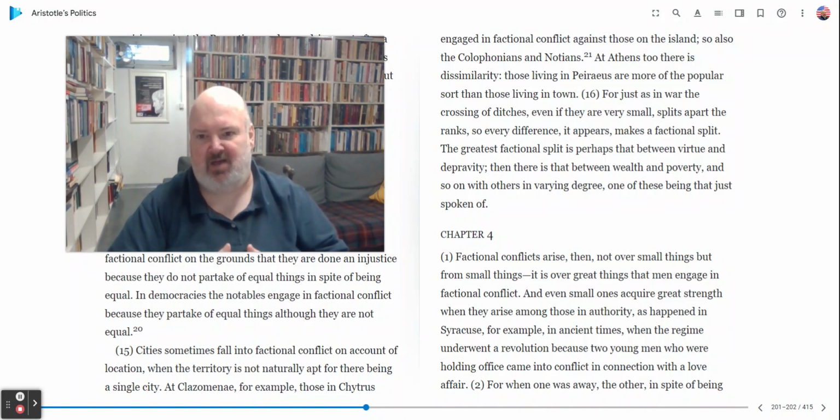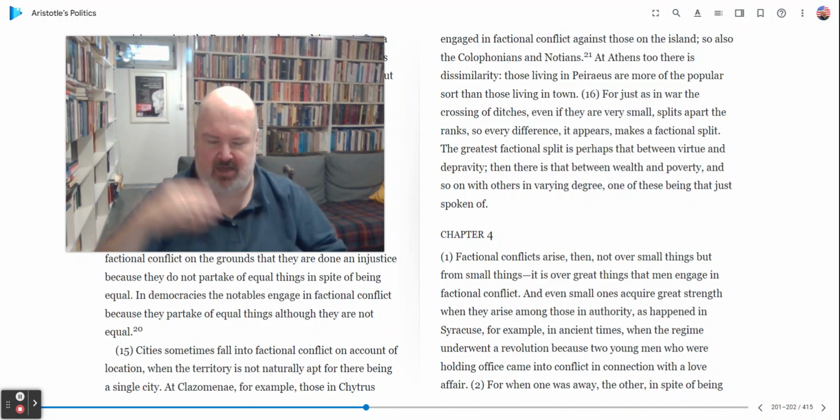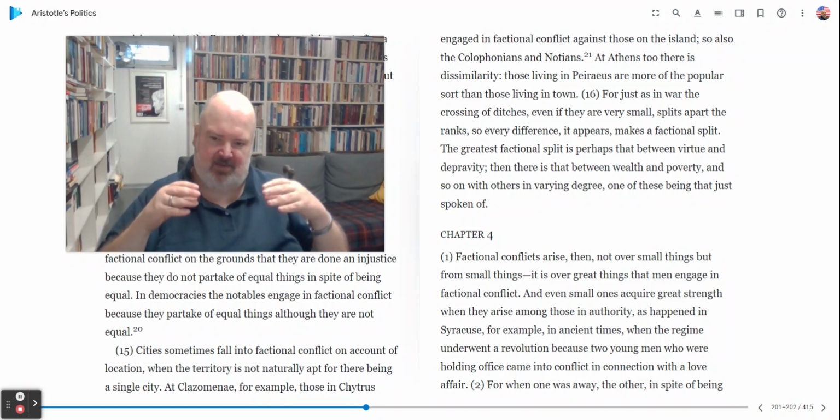So he ends the discussion of dissimilarity with two other issues of dissimilarity, and again, this is the inequality, which is very interesting.